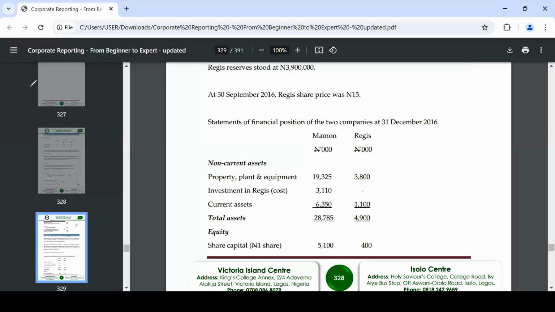We were told Regis's share price as of 30th September 2016 was 15 naira. As at the day of acquisition, 15 naira. I already told you, whenever they give you this share price at the day of acquisition, even if they did not mention it to you, you should know that you are going to measure NCI.